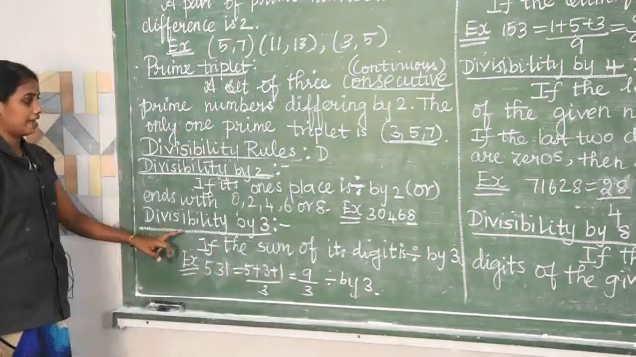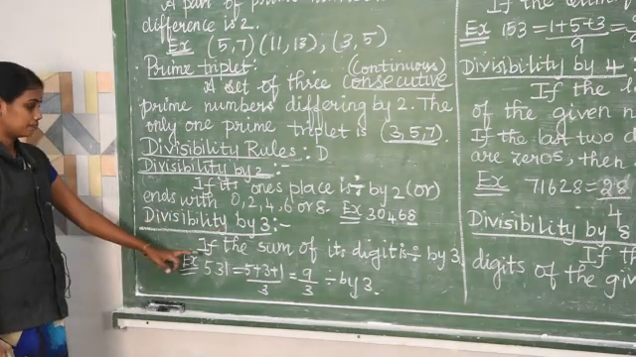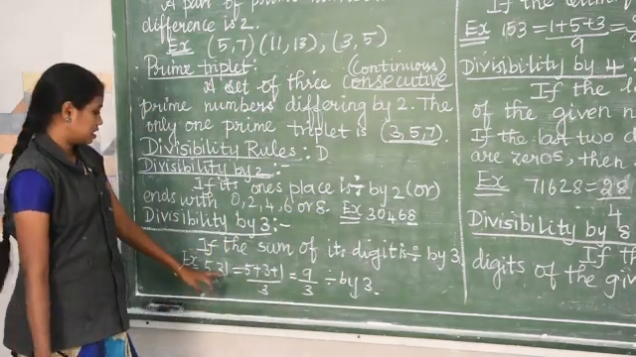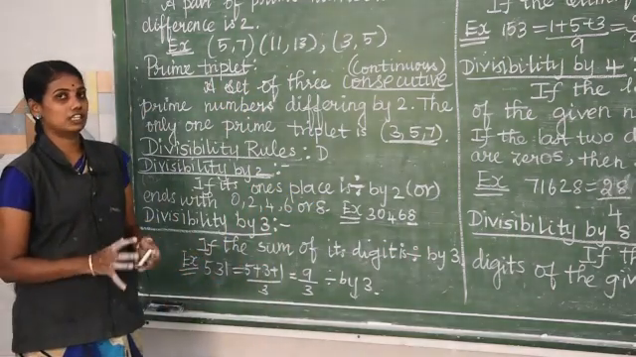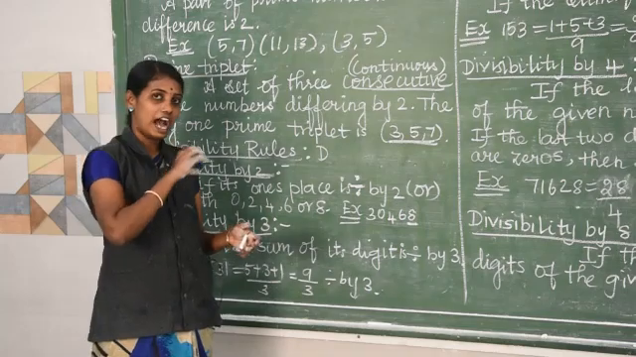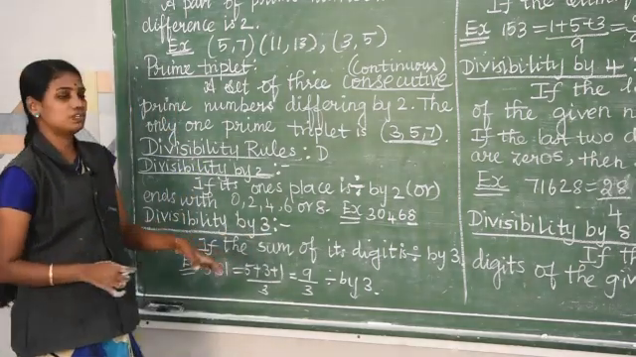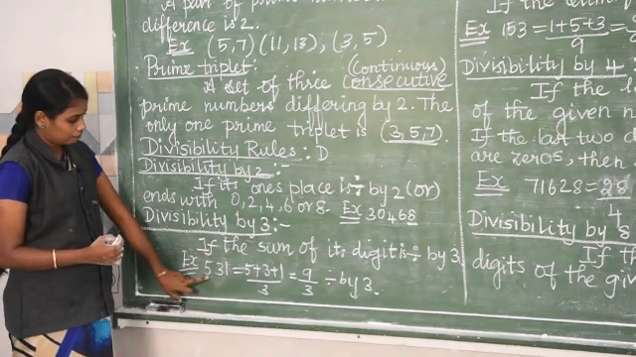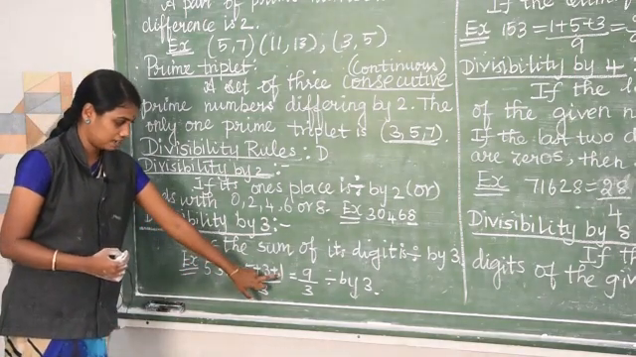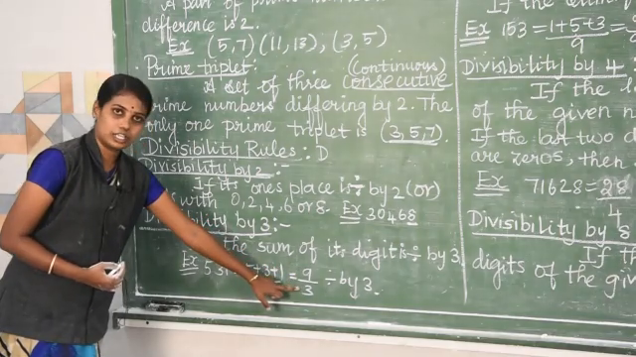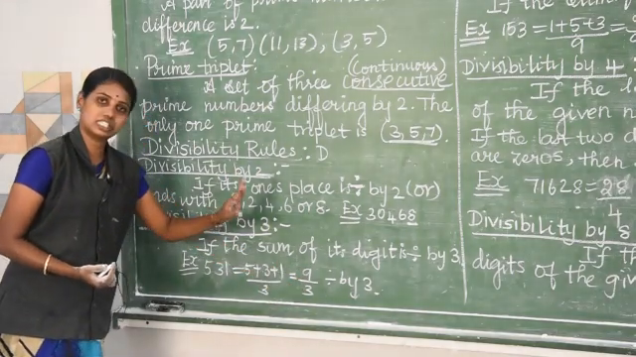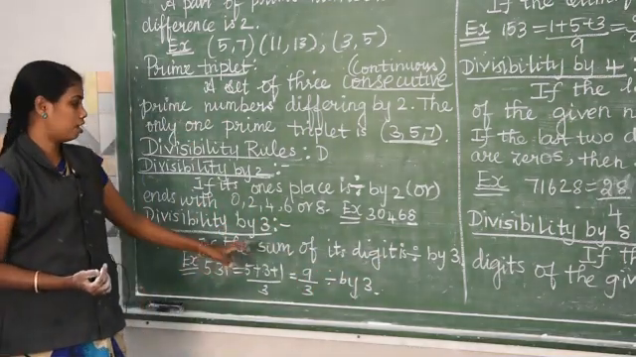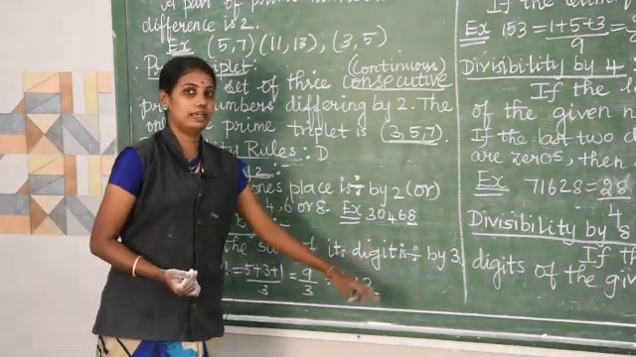Next, divisibility by 3. If the sum of its digits is divisible by 3. See here, sum of digits. Whatever number is given, find out, add the digits, and that sum must be divisible by 3. For example, here 531, add 5 plus 3 plus 1, that is 9, divisible by 3. In the 3 table, how many times? 3 times. So this is divisible by 3. Clear? So the sum of its digits is divisible by 3.